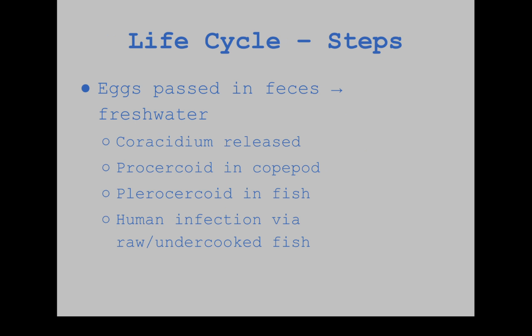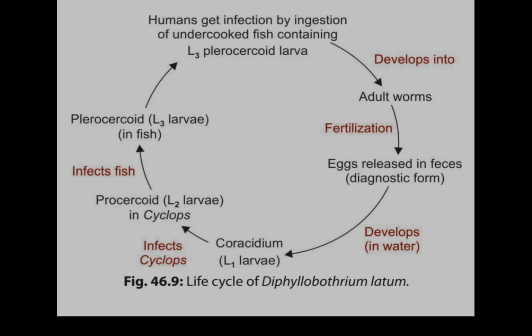So it has 3 hosts. The definitive host is human. The first intermediate host is cyclops, in which the procercoid form is seen, and the second intermediate host is fish, in which the plerocercoid form is seen. Then this is the life cycle.